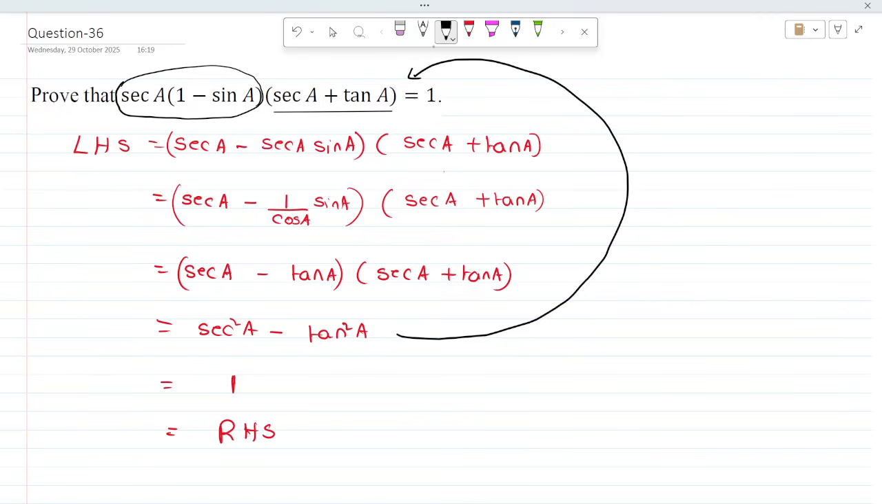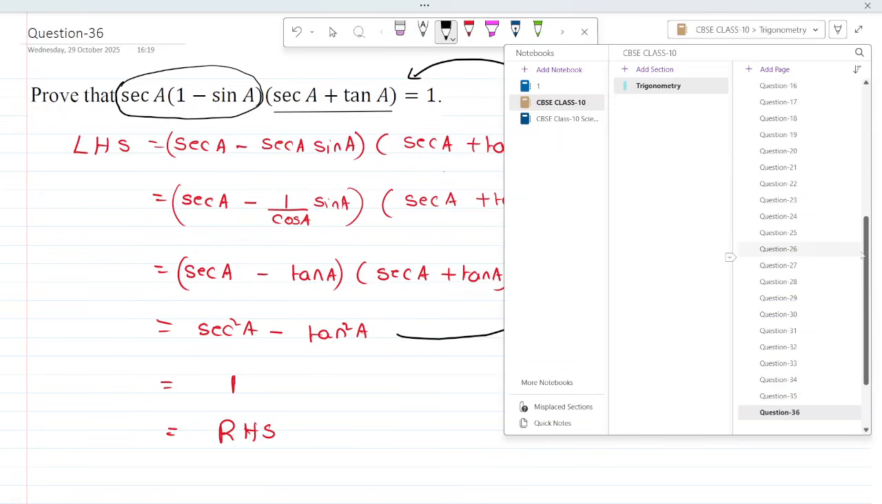How did I predict? Because there is secant A plus tan A. I need secant A into secant A minus tan A, then I will get secant square minus tan square, which gives the value 1. Is it clear for everybody? Understand? Yes.